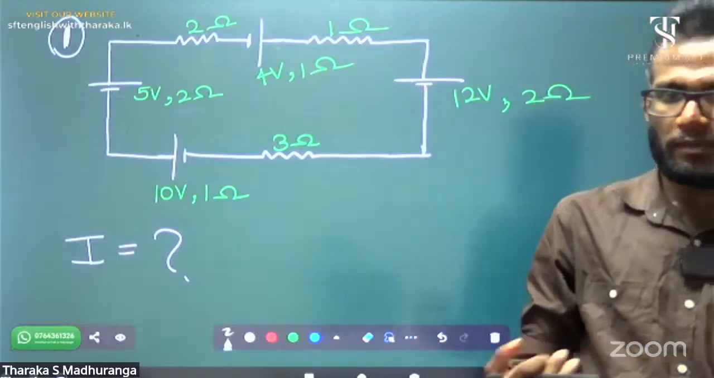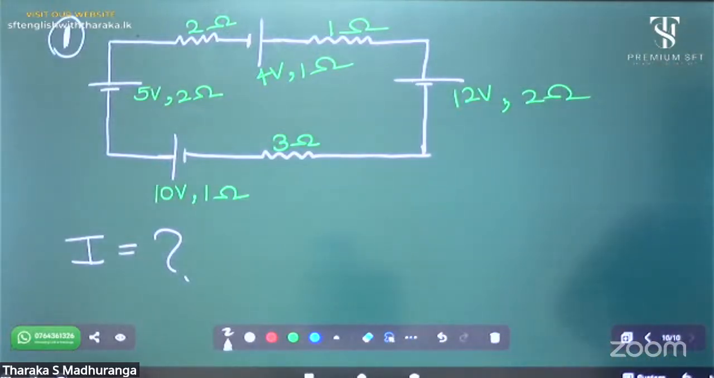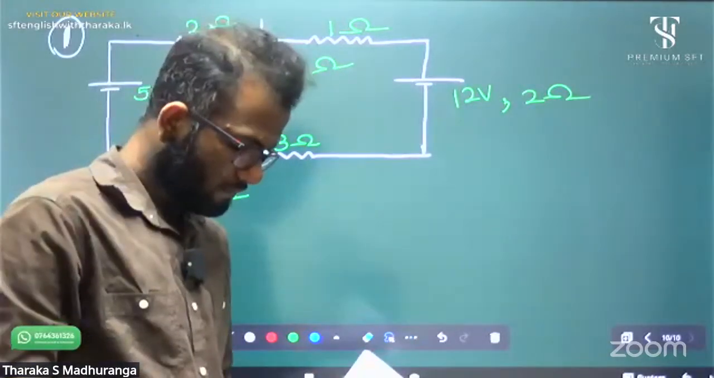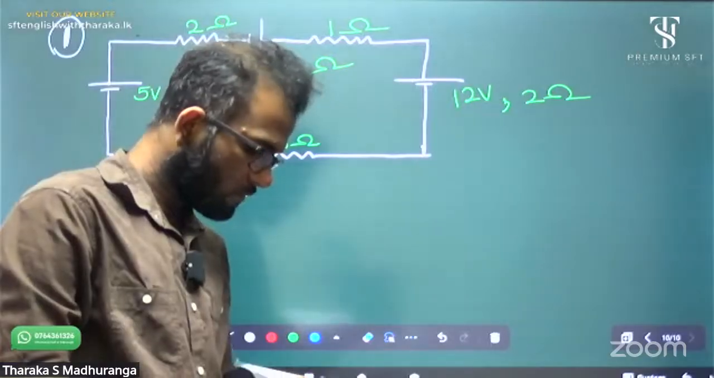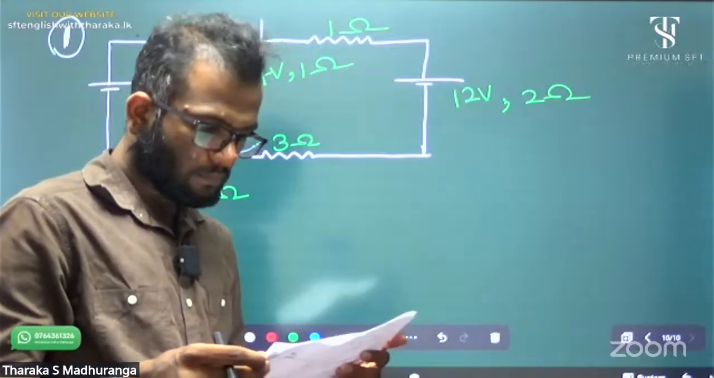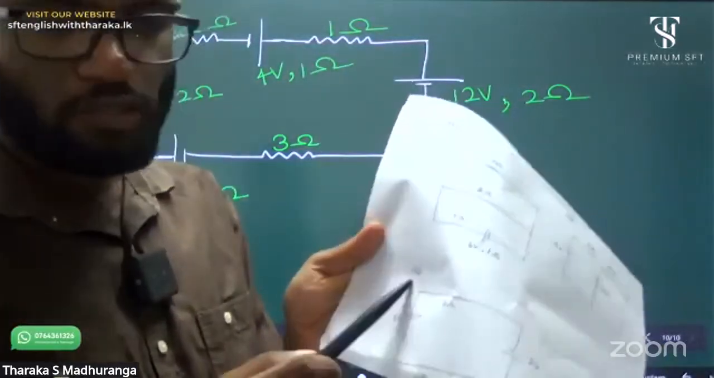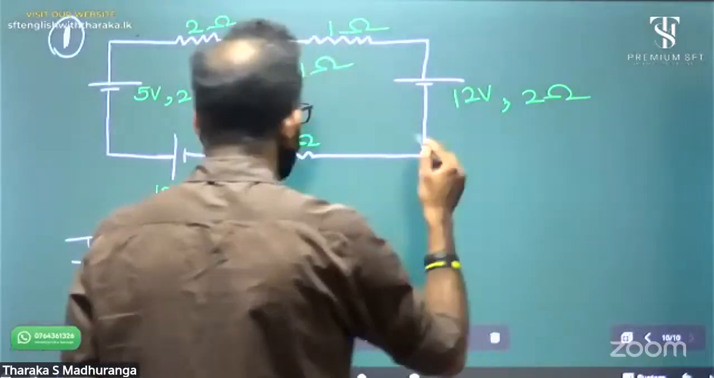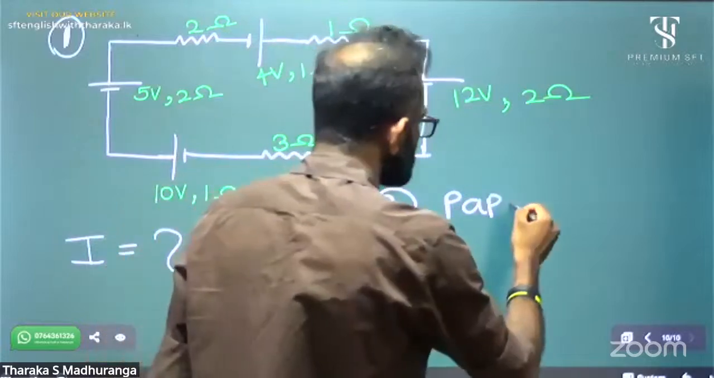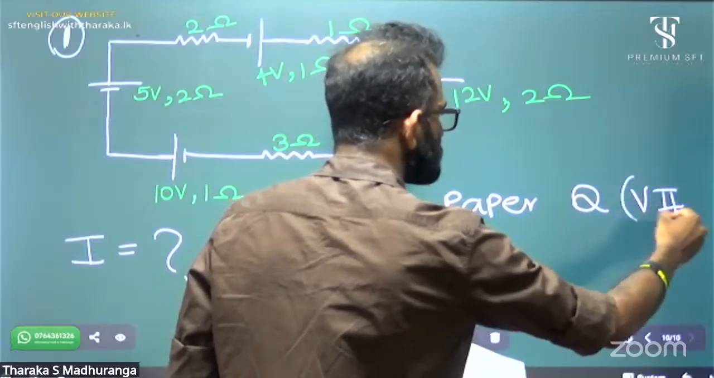Homework number 2. Homework number 2, the paper final question, question number 7. Paper, you have 3 homeworks. Second homework, paper, question number 7.